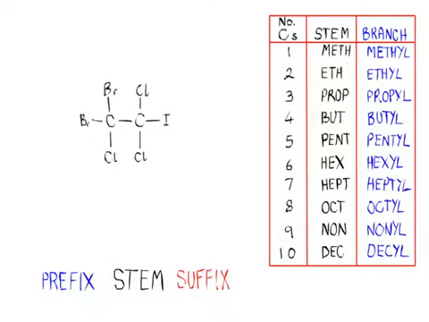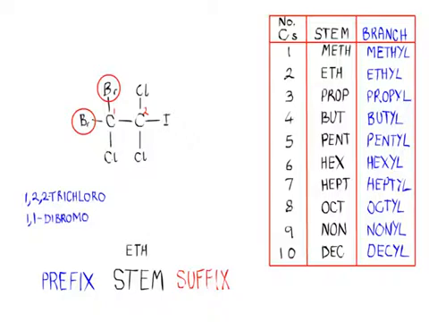Finally, we'll end with this complicated one. It has a 2-carbon chain, so the stem is eth. Let's work through the groups. There are 2 chlorines on position 2 and 1 on position 1. Because there are 3 chlorines altogether, we say trichloro, and to indicate their positions, we say 1,2,2-trichloro. Note how the commas separate the digits. Then we have 2 bromines on position 1, so that becomes 1,1-dibromo, and an iodine on position 2.